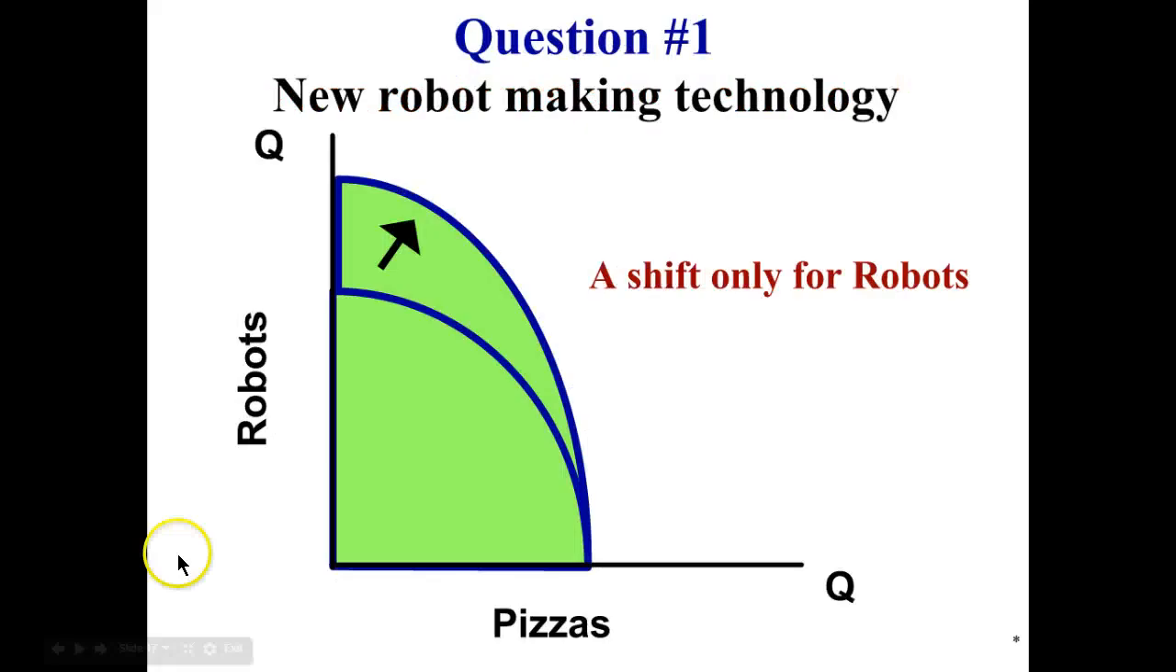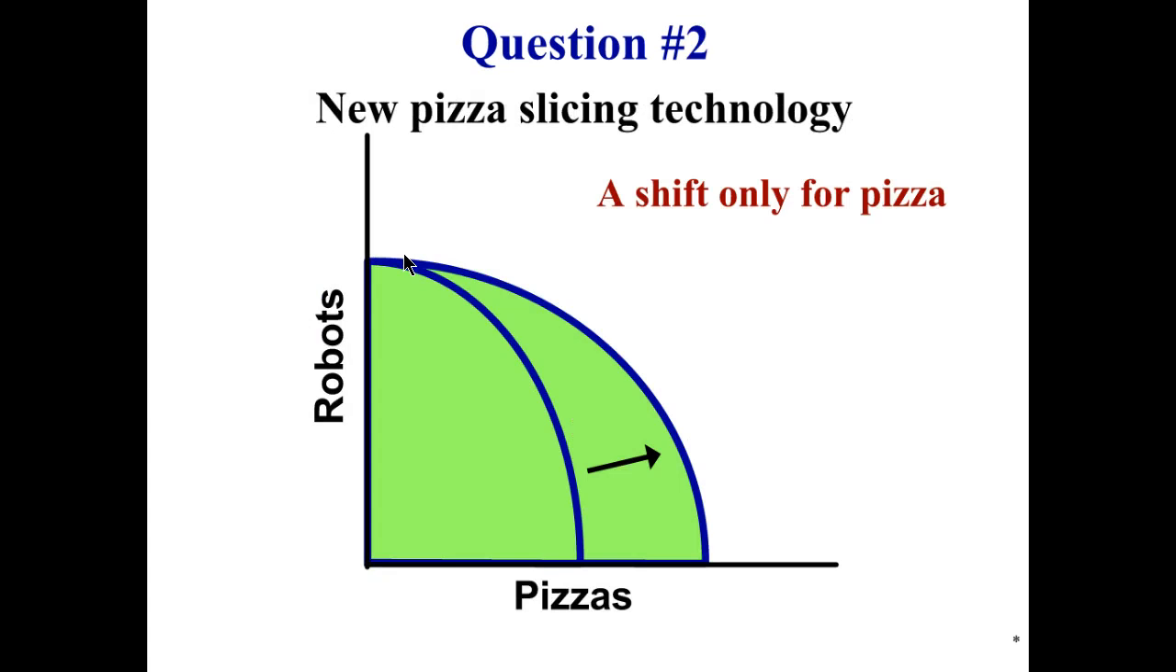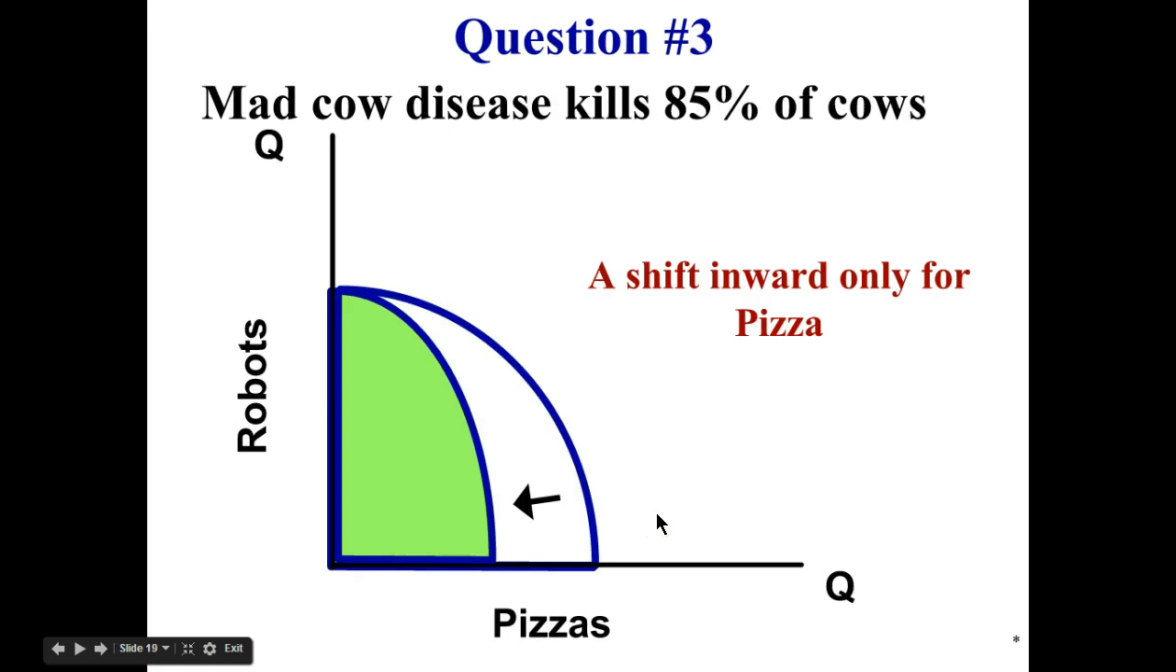All right, for question 1, it had to do with new robot making technology. Hopefully you shifted just the curve for robots because it does not impact pizzas. For question 2, we've got new pizza slicing technology. This particular production possibilities curve only impacts pizzas. So hopefully you showed the shift happening only for pizzas.